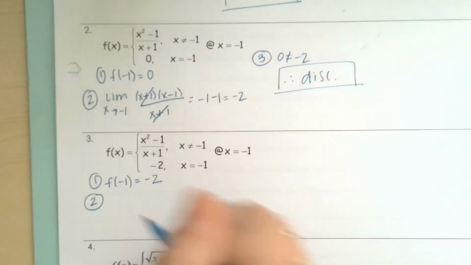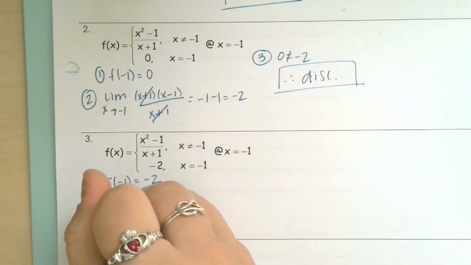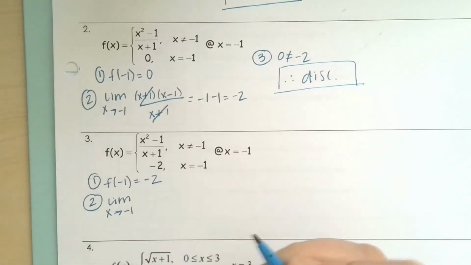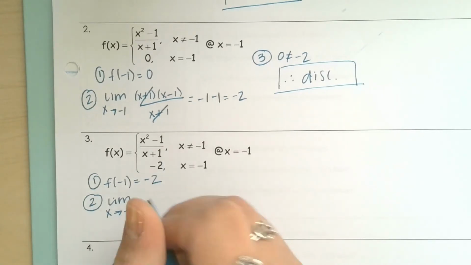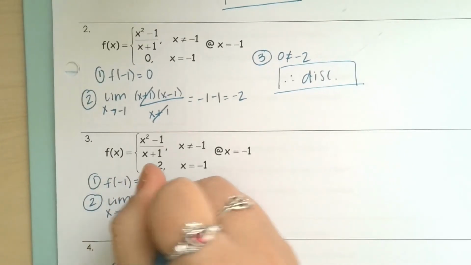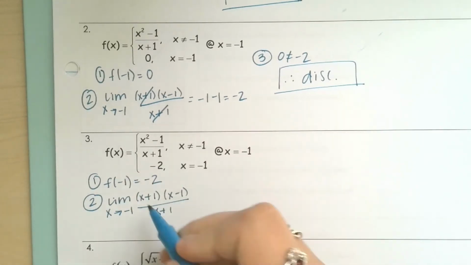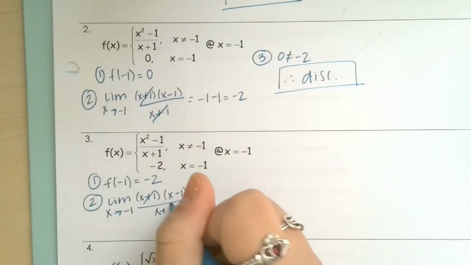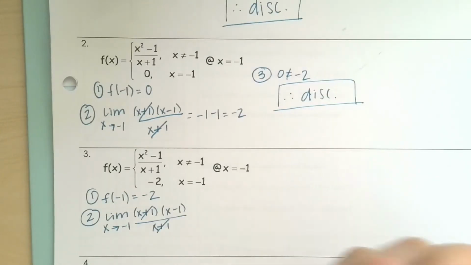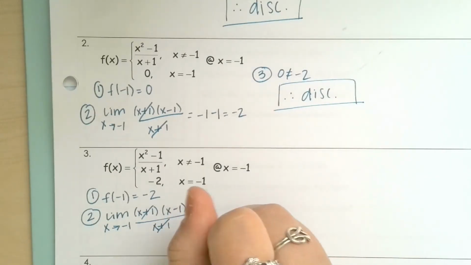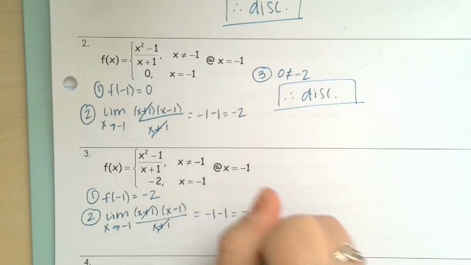Second step, we need to find our limit. Limit as x approaches negative 1. Again, I'm going to go ahead and just factor this right off the bat. x minus 1, x plus 1 in the bottom. Then we have those x plus 1 terms. We can go ahead and cross those off. So our limit is going to equal negative 1 minus 1. That gives us negative 2.